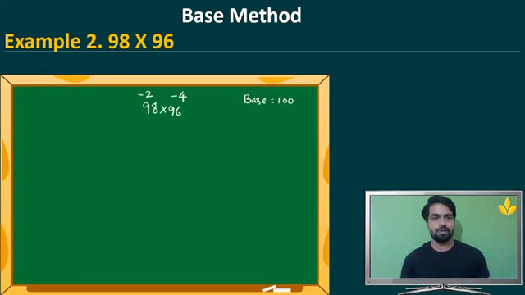Okay, but now changing our steps. It's all the same. So we add this in any one direction. We get the result as 94 into 100, which is 9400. And finally, we have to multiply this minus 2 and minus 4. We get plus 8. The total value is going to be 9408.